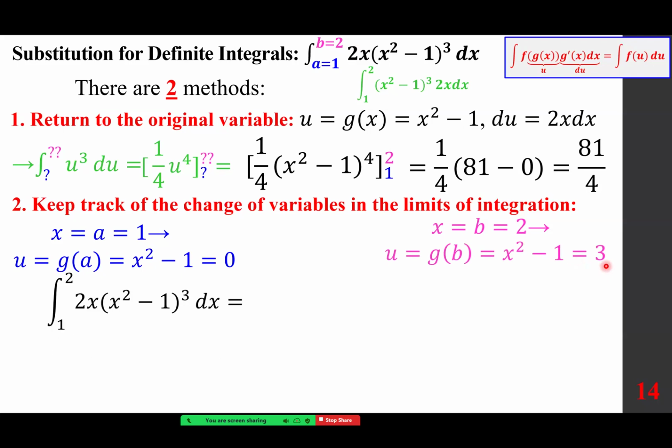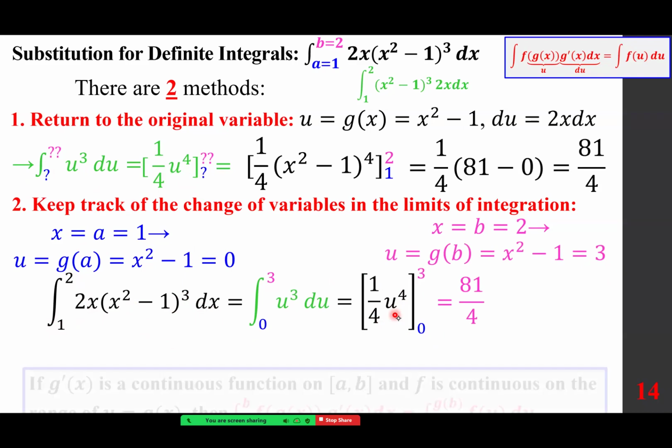So we can write this integral, the integral of 1 to 2, 2x, x squared minus 1 quantity cubed dx, is the same as this integral, but now we have the lower limit 0, upper limit 3. And we've already found this to be 1/4 u to the power of 4. And again, we can use those limits. If you plug in 3, you get 81. If you plug in 0, you get 0. 1/4 of 81 is 81 over 4, which gives rise to the following theorem.